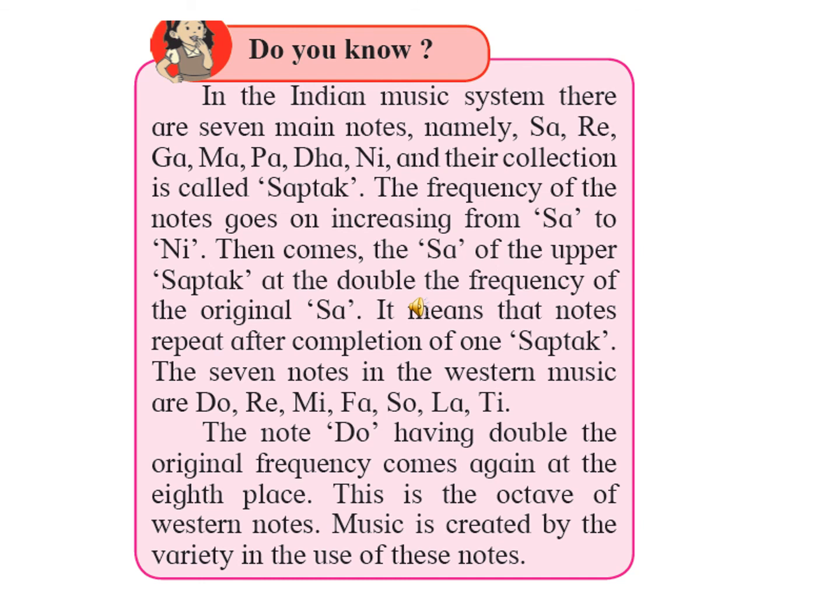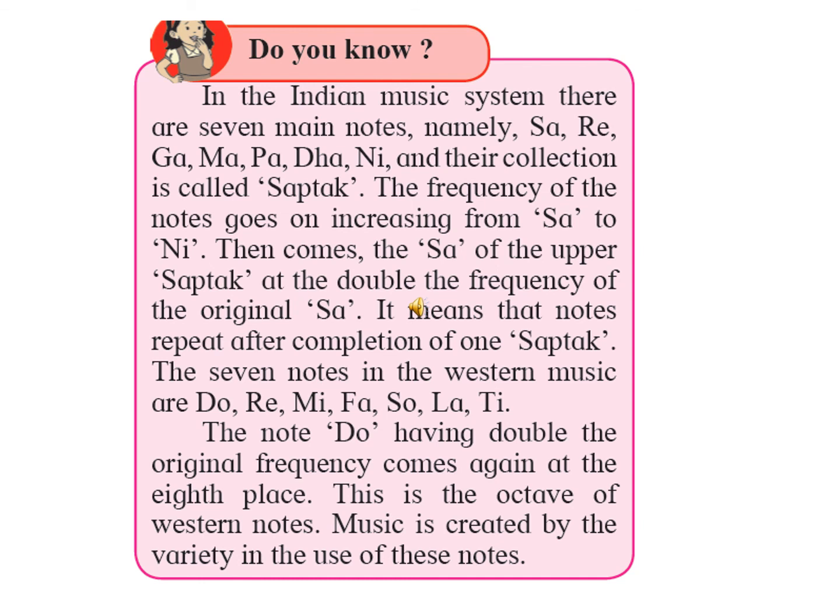Here in this slide now you can see Do You Know. In the Indian music system there are 7 main notes, that is sa, re, ga, ma, pa, dha, ni, and their collection is called saptak. The frequency of the note goes on increasing from sa to ni. Then comes the sa of the upper saptak, at double the frequency of the original sa. It means that the notes repeat after completion of one saptak. So every first and the eighth note will remain the same.